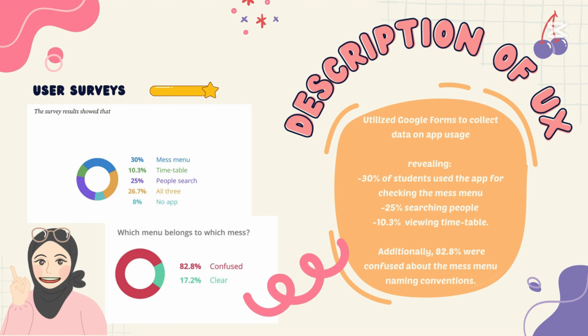Firstly, the user survey. The user survey was conducted using Google Form to collect data on app usage. As you can see, the survey shows that 30% of the students use the app for checking the mess menu, while 25% search for people and another 10.3% view the timetable. Additionally, 82.8% were confused about the mess menu naming conventions.